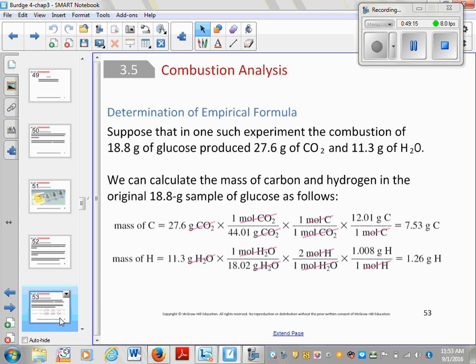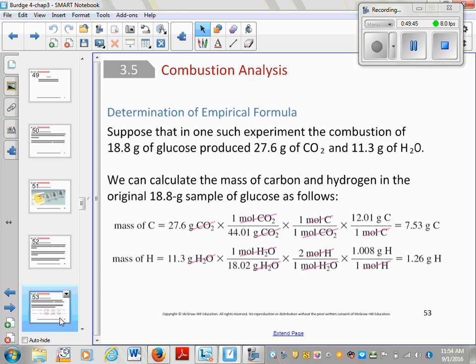So now I'm at moles of B. I want to go to grams of B. What do I do? Multiply by the molar mass of B. So now I multiply by 12.01 grams of carbon per mole of carbon. Do all of that, I get 7.53 grams of carbon. Remember, we started with 18.8 grams of glucose. So I know the carbon is 7.53.